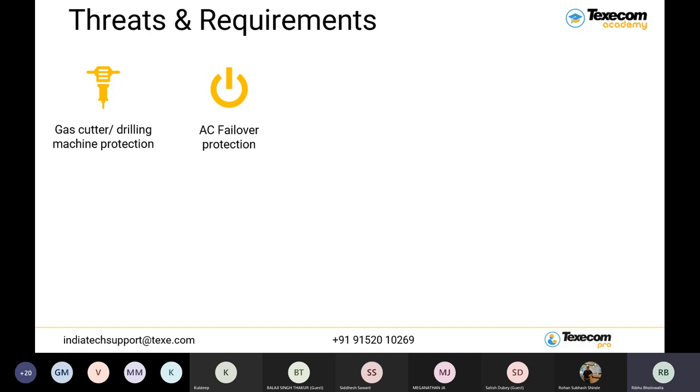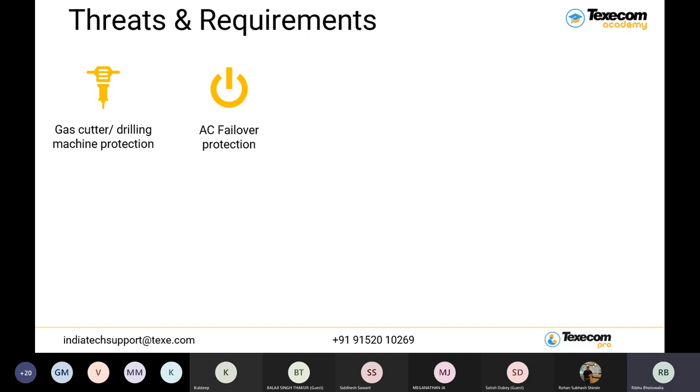Then the second type of threat is AC failure. This is also a very important concern for the banks: what will happen if there is no power in the bank, right? Such problems come in rural areas, in village areas, where we have power cuts of more than 10 or 12 hours during summer. So bank people will ask you, is there any battery backup of 24 hours or 48 hours? Or during an AC failure, is it possible to get an alert through the CMS software?